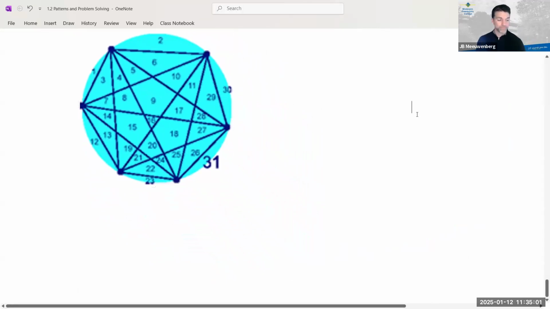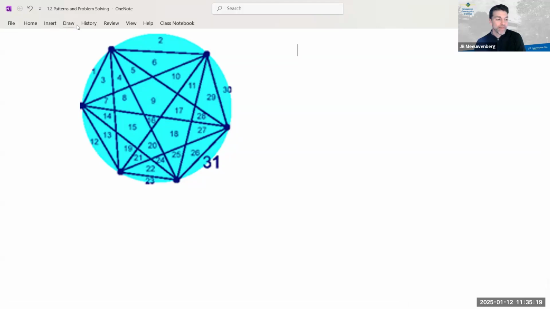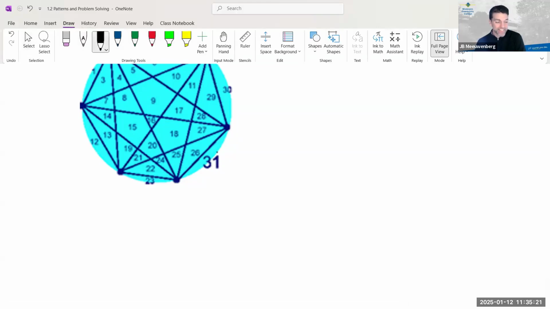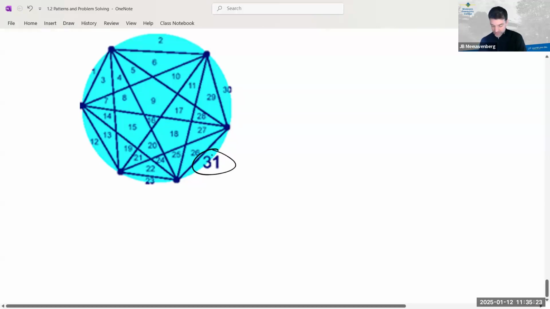Take a look at that. 6 points: 1, 2, 3, 4, 5, 6. How many regions? No matter how you draw this, sometimes you've got these small sections. No matter how you draw this, you're only going to end up with 31 sections, 31 regions.